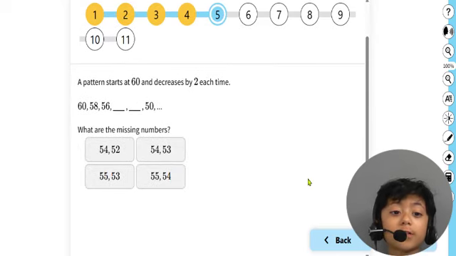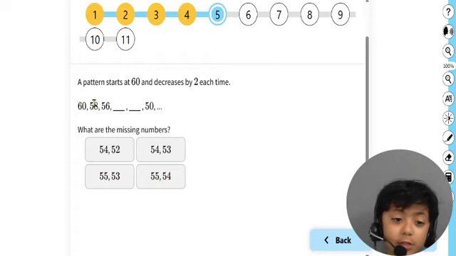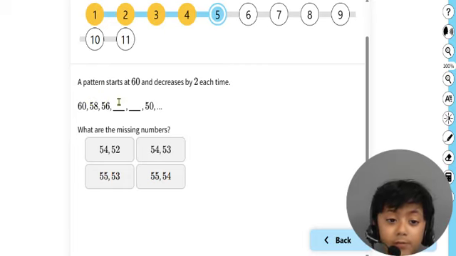The pattern starts at 60 and decreases by 2 each time. It goes 60, 58, 56. So 60 minus 2 is 58. 58 minus 2 is 56. And 56 minus 2 is 54. So it can't be these two. 54 minus 2 is 52. 52 minus 2 is 50. So it's 54 and 52. This is the correct answer.